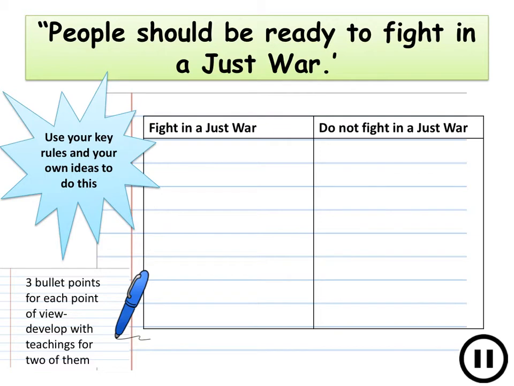On one side of your table, I want you to write down reasons why people should fight in a just war, and on the other side, reasons why people should not fight in a just war. Try to give 3 bullet points for each point of view, and develop as many as you can with teachings. Use your key rules and other teachings in order to help you out. Pause the video now and play again when you've got 3 views on either side.